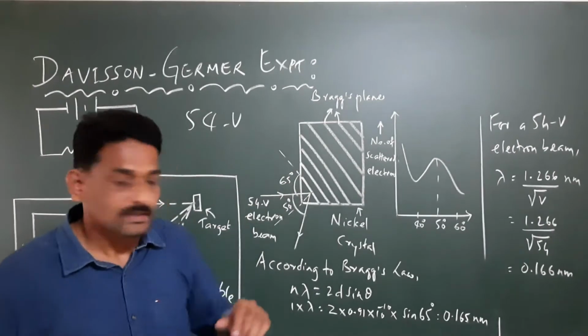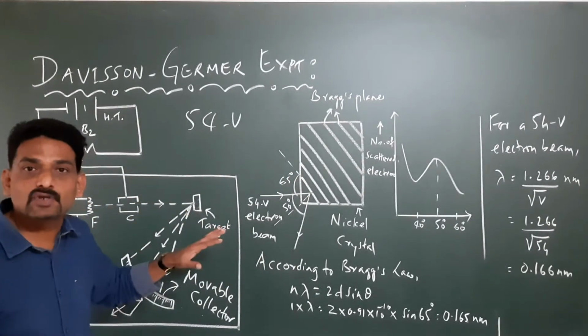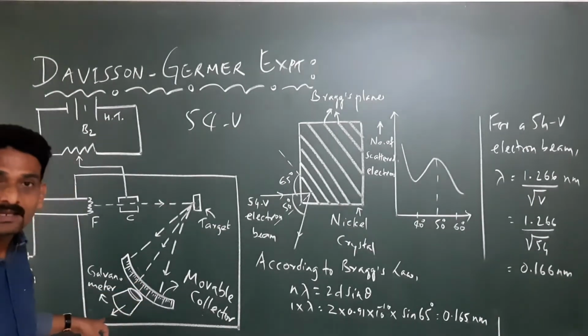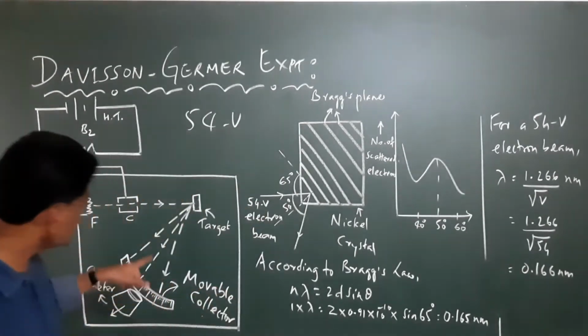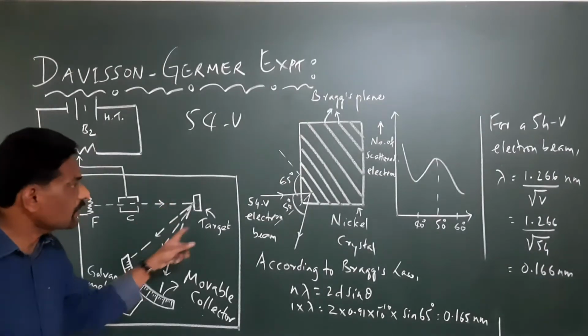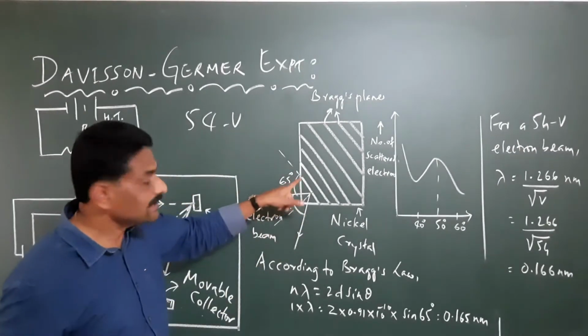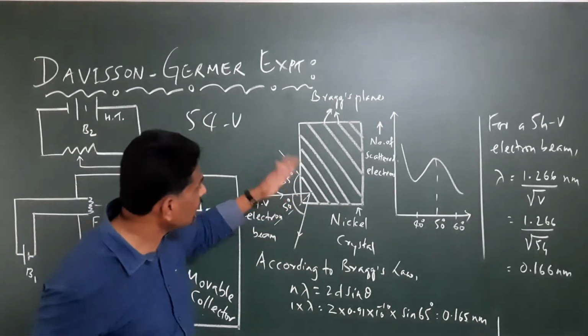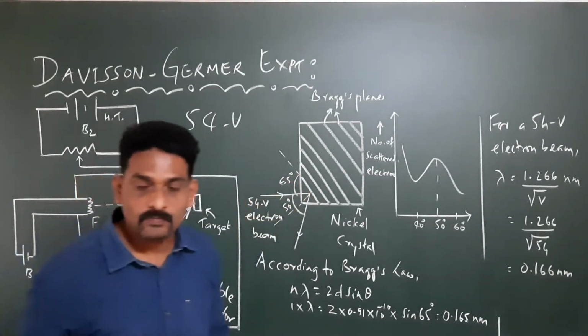I repeat: when they sent a beam of 54 volt electrons, they observed maximum deflection in the galvanometer. For that, what are the incident angle and the scattering angle? This is of the order of 50 degrees. But what is the Bragg's angle? That is the angle between the incident beam and the Bragg plane, of the order of 65 degrees.